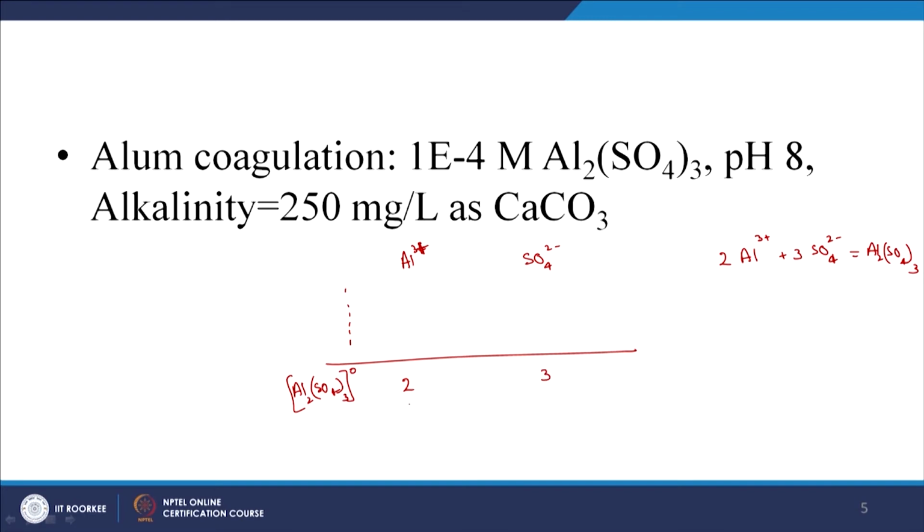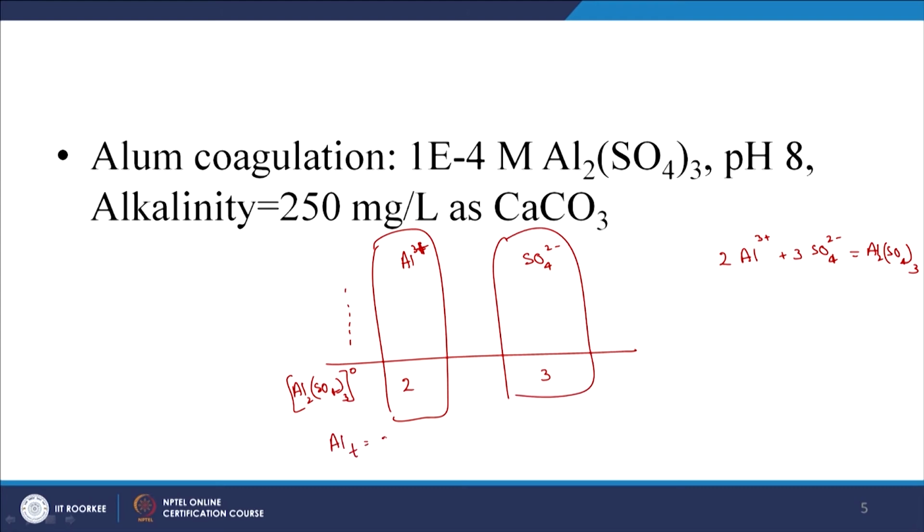So obviously what does this mean here? So Al total and SO4 total. So Al total is equal to 2 times Al2SO4 thrice, so that is equal to 2 into 10 power minus 4 molar, right. And what is SO4 total? That is equal to 3 times the initial Al2SO4 thrice that you are adding to the solution, right. So that is going to be equal to 3 into 10 power minus 4. And with that I am ready to plug in the relevant values to VMinTech.